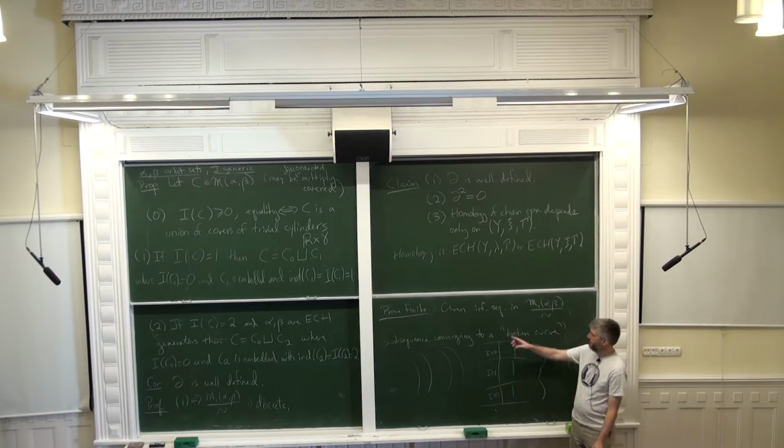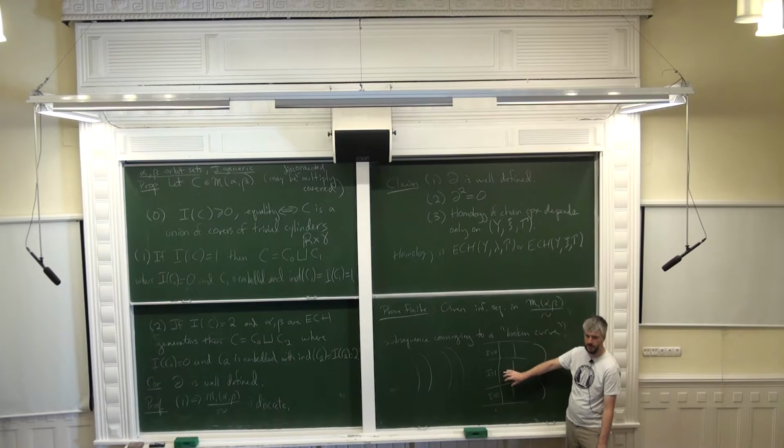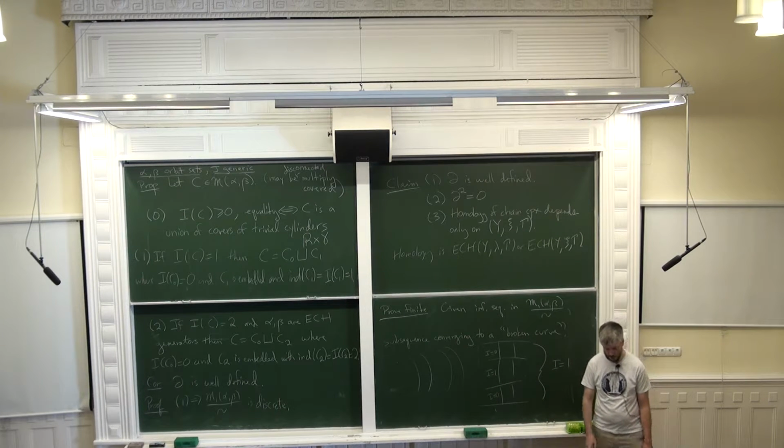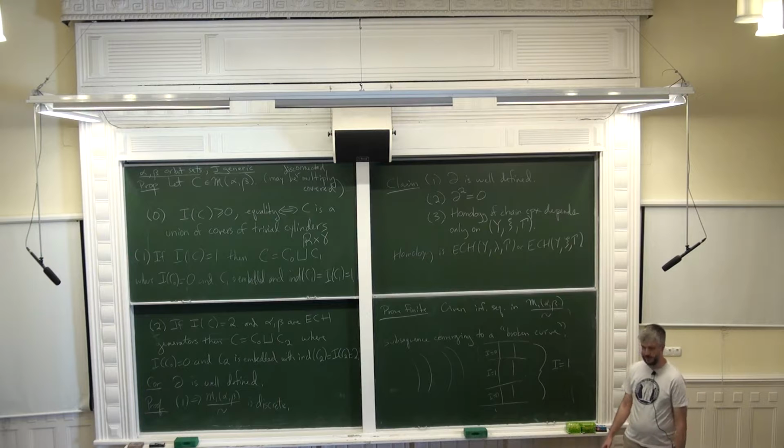So if this set were infinite, you could take an infinite sequence of distinct points in it. They would converge to something. But because J is generic, this index 1 thing is cut out transversely. So it's isolated. It's an isolated point in the moduli space. And so that can't happen without a configuration. So that's the basic idea of why this set is finite. Questions so far?